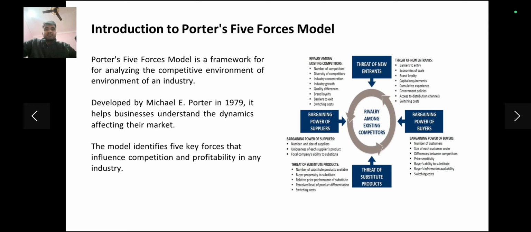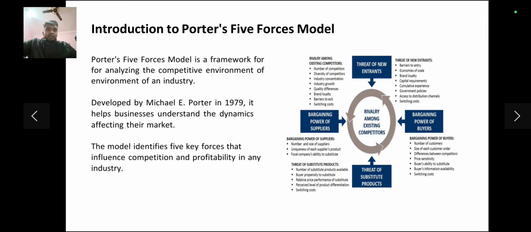This force examines how easy or difficult it is for new competitors to enter the industry, and this force looks at how much power suppliers have to drive up prices or reduce the quality of goods and services. And also, this model is a framework for analyzing the competitive environment for an industry. This model identifies the five key forces that influence competition and profitability in an industry.